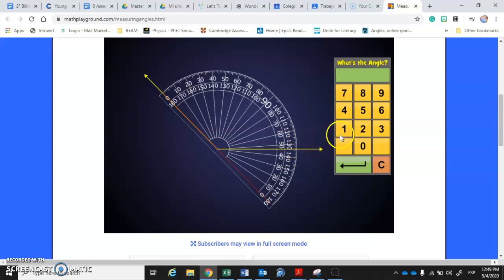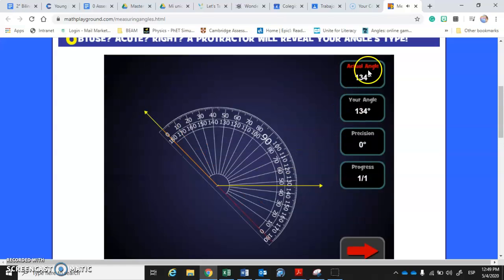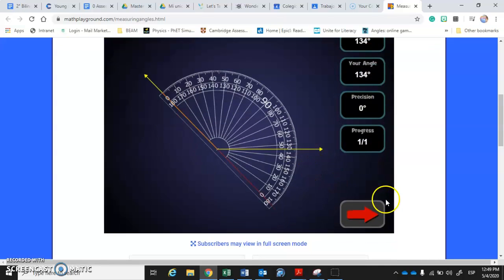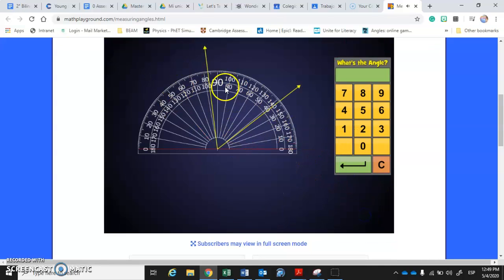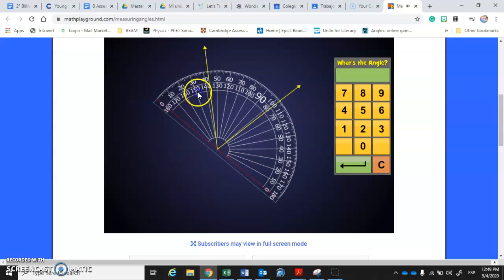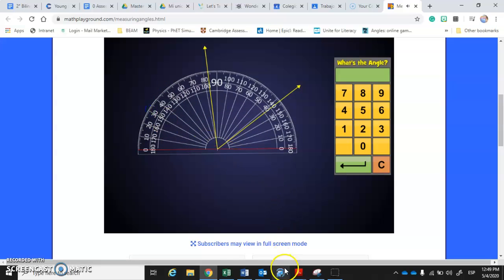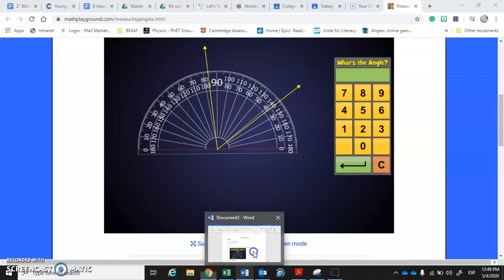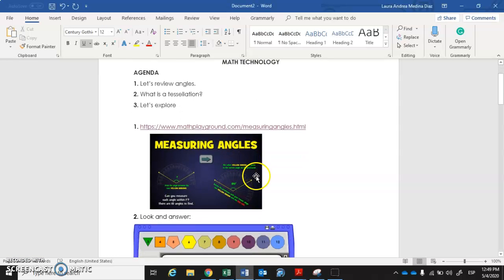In my case, I'm going to put 134 maybe. I enter and it was correct. My precision was correct. So that is the idea. You're going to have plenty of exercises to use the protractor correctly and to try to calculate the correct angle. This is a super nice game where you can practice how to measure angles.